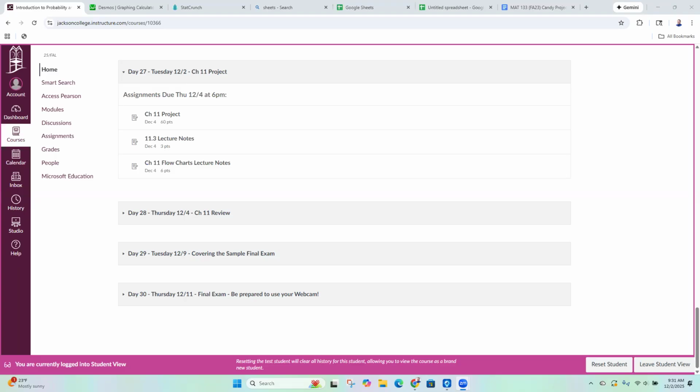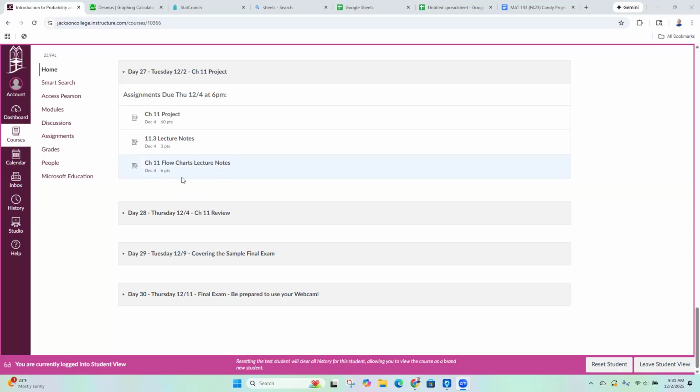So today we're going to cover the Chapter 11 project, which is on page 578 in your course pack. Don't forget to do the 11.3 lecture notes and the Chapter 11 flow chart lecture notes. And these are your last lecture notes. On Thursday this week, we're going to cover the Chapter 11 review. And then next week, we're going to be getting ready for the final exam. Final exam on December 11th.